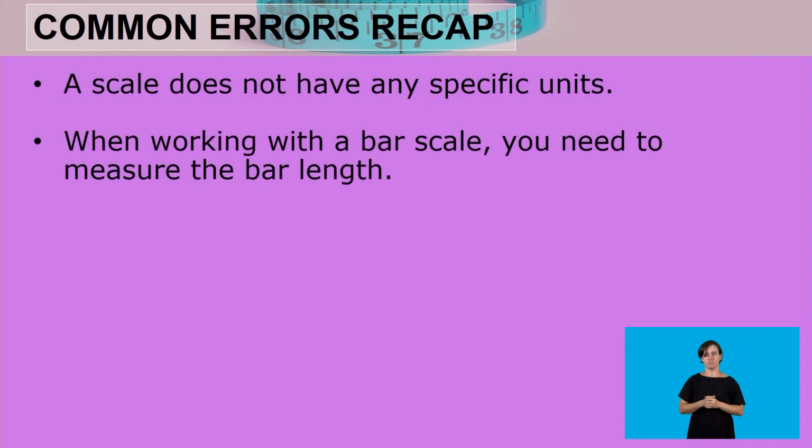Then the common errors that we might find ourselves making is not indicating the specific units of a particular scale. So with a number scale, we know that it doesn't have any specific units. So you can express it in whichever unit that you want at the end. But a bar scale, it gives us the direction of the units that we're going to end up working with. So you must make sure that when you're working with a bar scale, ensure that the units are the same, especially for the map length as well as the bar length.